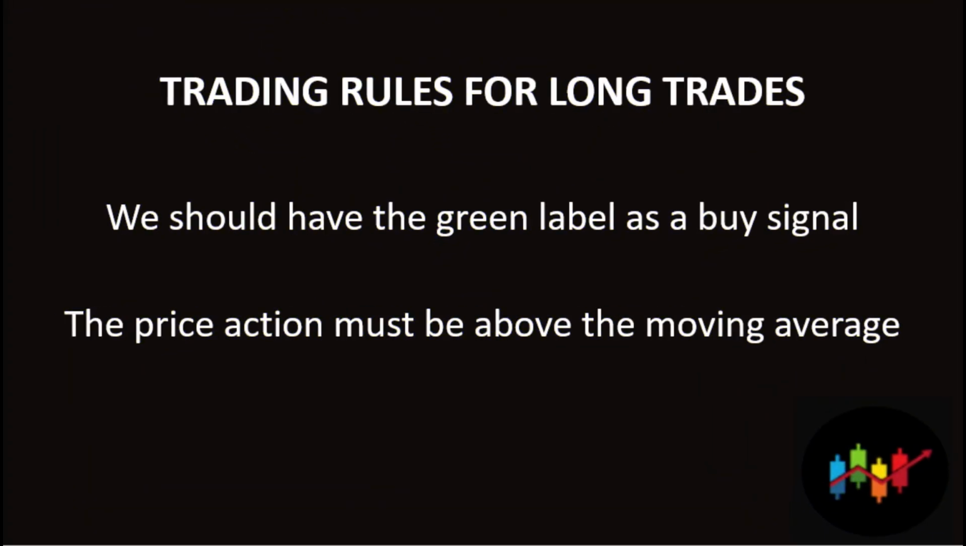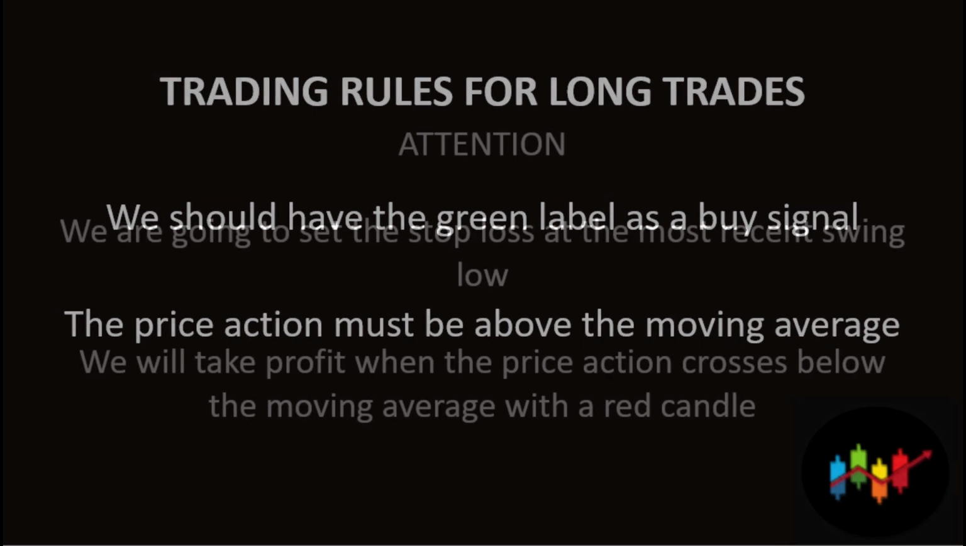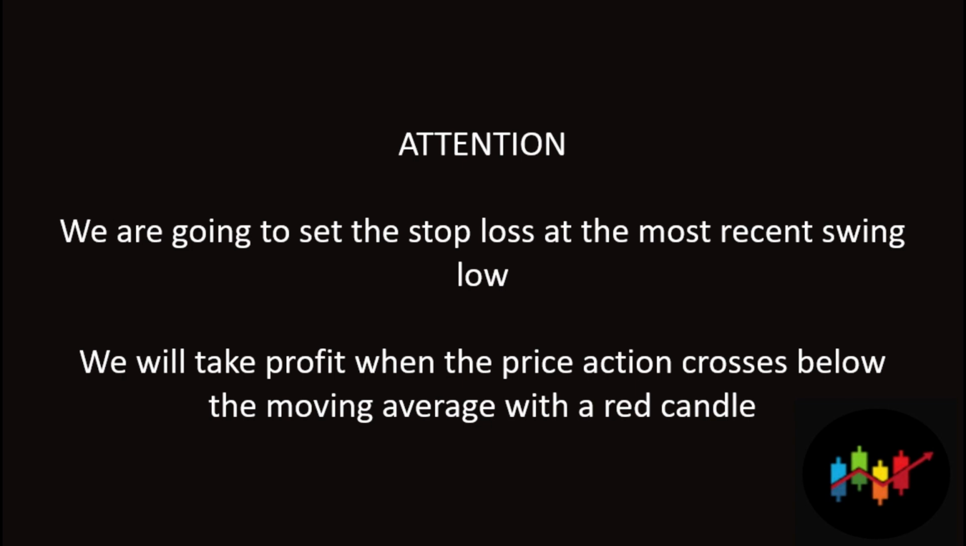Okay, first let's see the trading rules for long trades. First, we should have the green label as a buy sign. Second, the price action must be above the moving average. Now pay attention here. We are going to set the stop loss below the most recent swing low. We will take profit when the price action crosses below the moving average with a red candle. So let's see examples of long trades.